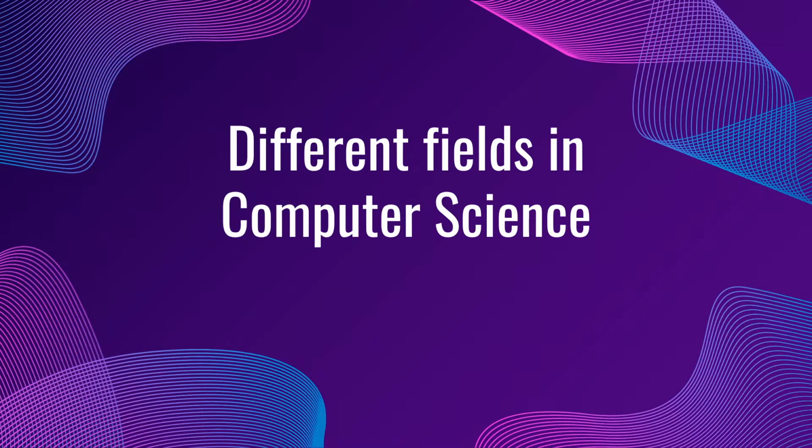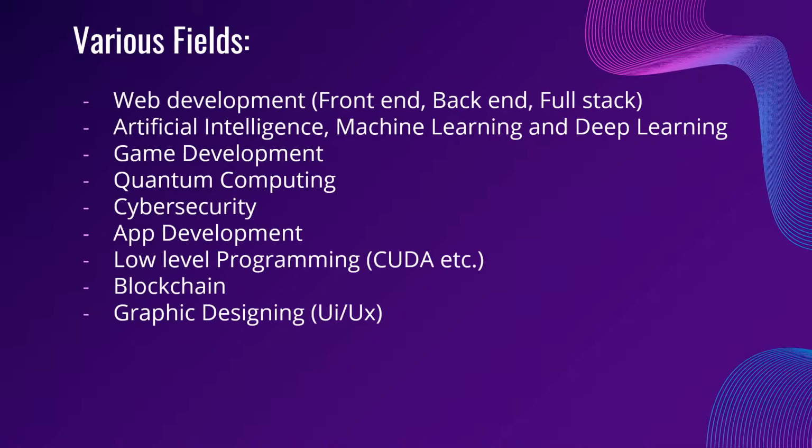Now let's talk about different fields in computer science and what you might be interested in. So there's web development, which is categorized into front end, back end, and full stack. Front end deals with anything that you see on the website. So it can have HTML, CSS, JavaScript, React, and various other frameworks. Back end usually deals with what happens on the server. So you can learn languages and frameworks like Python, Django, Flask, etc., Node.js, Express.js for backend development. And then you will have full stack, which deals with both front end and back end.